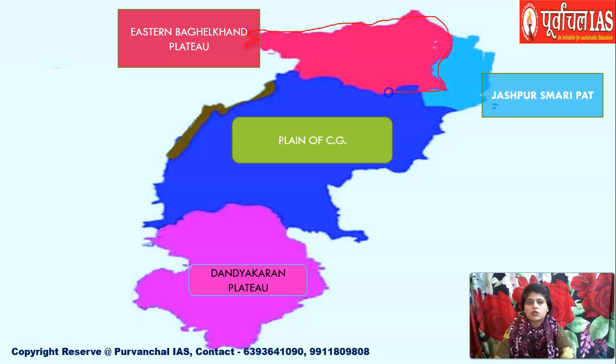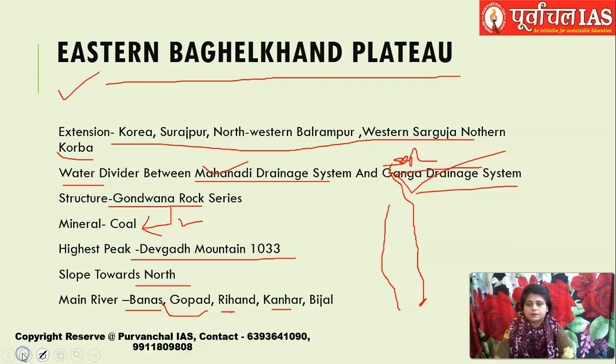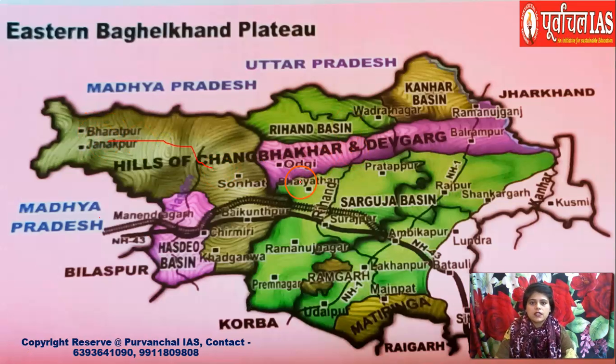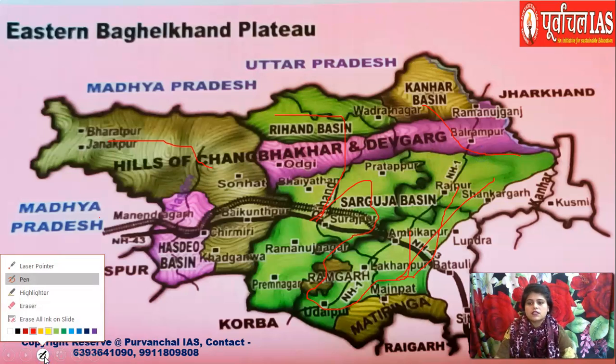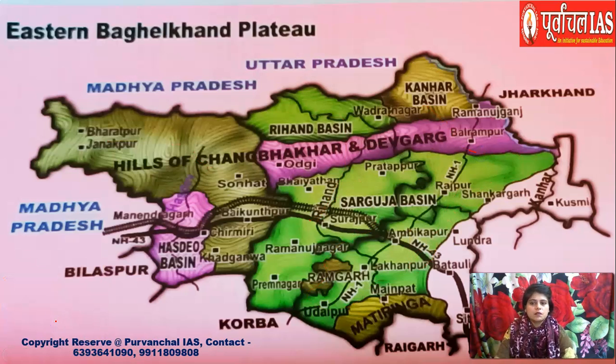Now we will take a closer look at this map. See, these are the core districts of Chhattisgarh. Then here we have Surajpur, then we have Sarguja, then we have this, and here we have Balrampur. These are districts of Chhattisgarh state which are part of the Eastern Baghelkhand Plateau.